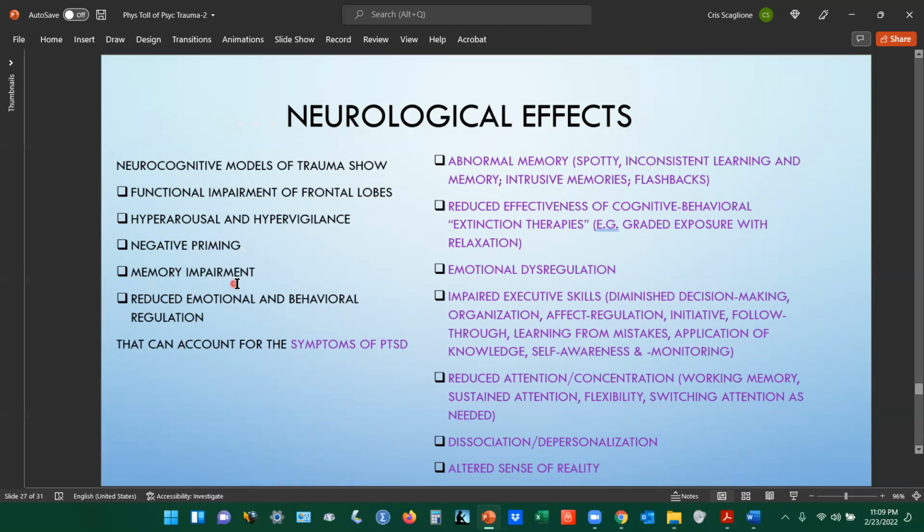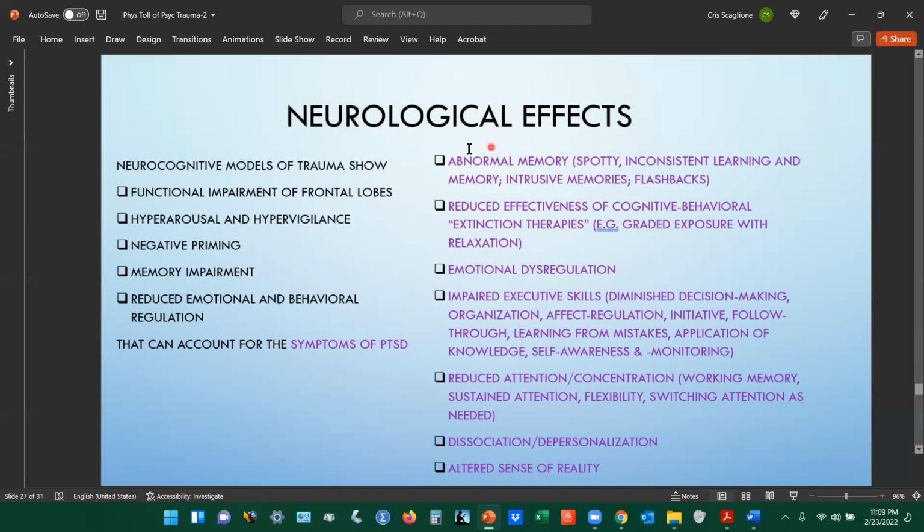We have memory impairment. This is largely due to disruption of the hippocampus and how the hippocampus activates memory networks. We have also reduced emotional and behavioral regulation as a result. And these neurocognitive issues essentially account for all of the symptoms of PTSD, which are over here on the right in purple.